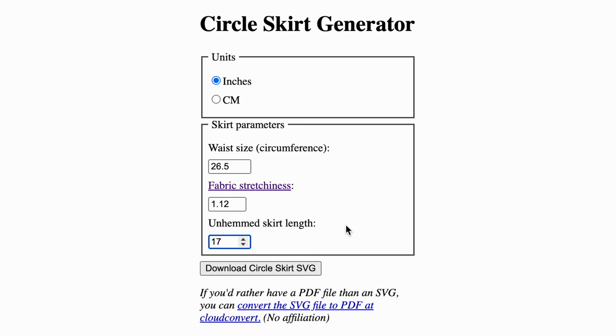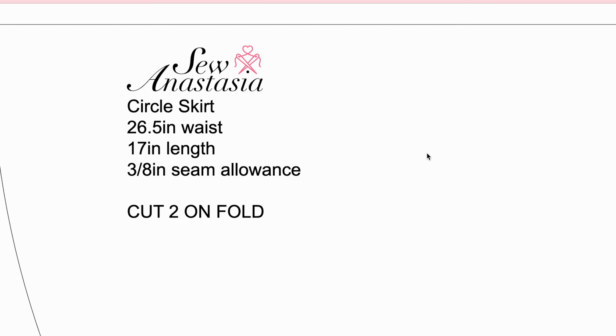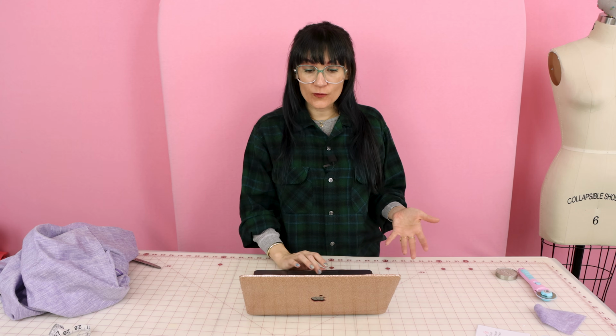And now we're going to click download circle skirt SVG. This is going to give you an SVG file. You can see right here, it pops up. We can go ahead and click on that. It is that easy. There is the circle skirt pattern just like that. But let's go over some settings for printing and how you can save it.